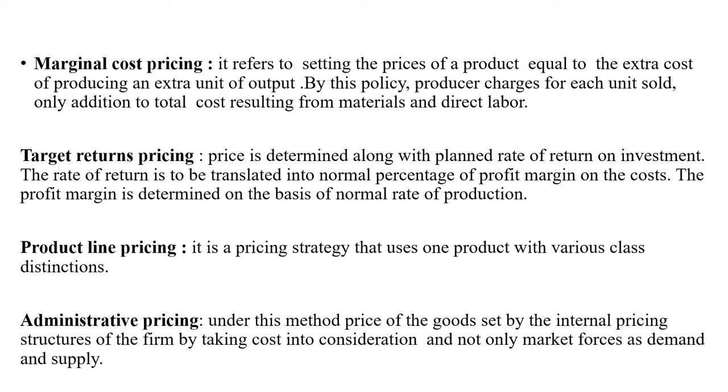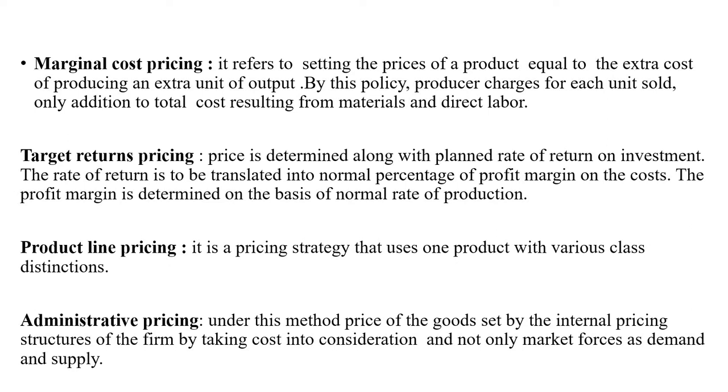The rate of return is to be translated into a normal percentage of profit margin on the cost. The profit margin is determined on the basis of the normal rate of production. So what happens in target returns pricing? First we will set our target. So what is our margin of profit? For example, I want to earn a return of rupees 100 or a profit of 100. First we will fix that, so on that basis we are going to set our price. That is known as target returns pricing.